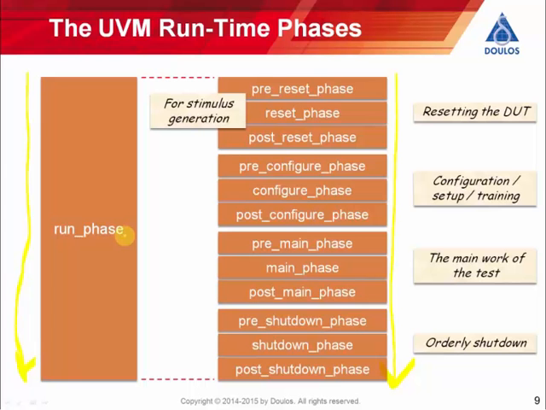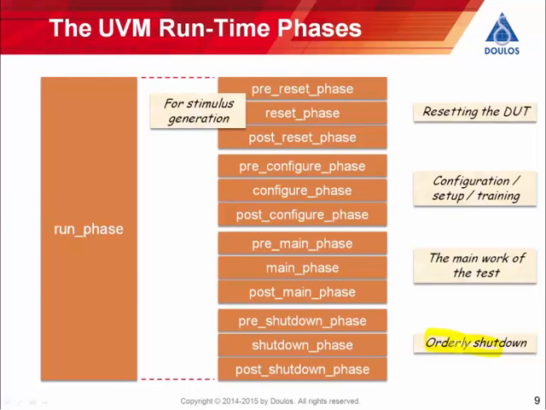from OVM. So the idea of these runtime phases is to use them for stimulus generation and only for stimulus generation. All UVM experts seem to agree on that. There's quite a few things about runtime phases that the experts disagree on, but one thing that they agree on is that they should only be used for stimulus generation. So the reset phase you would use for resetting the DUT, the configure phase for doing configuration or setup or training before the main work of the test, which is done in the main phase, and then the shutdown phase is used for orderly shutdown at the end of the simulation.